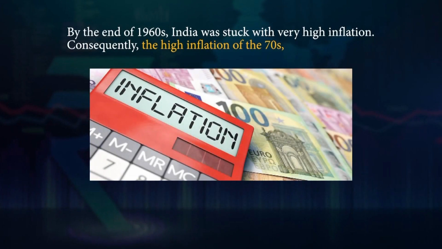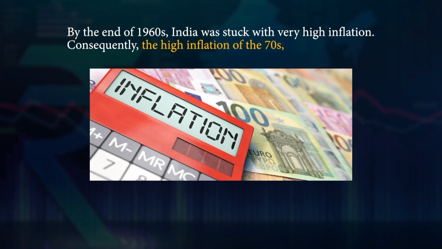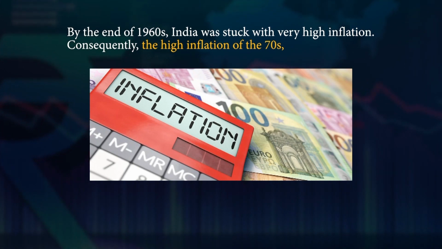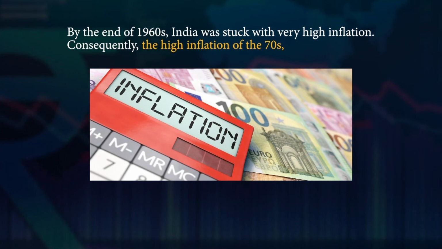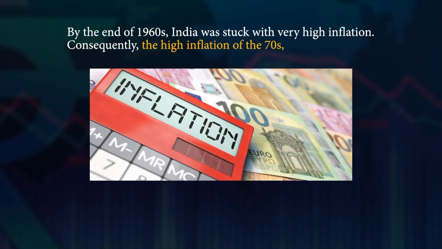For example, the economic growth really picked up and India did develop a diversified industrial base. But it did have its share of limitations. By the end of the 1960s, India was stuck with very high inflation. Consequently, the high inflation of the 70s as well as a fiscal dominance over the monetary policy led to a new wave of thinking that led to the era of monetarism in India.